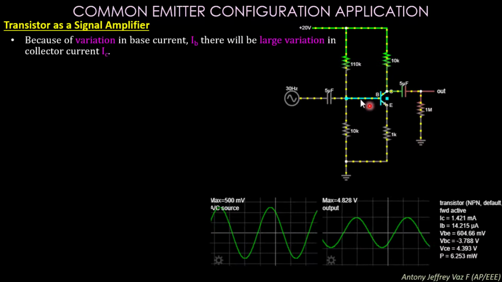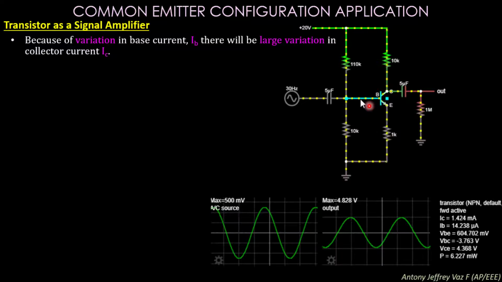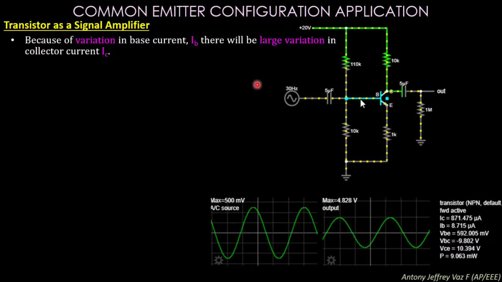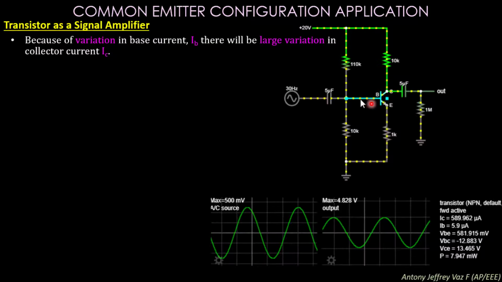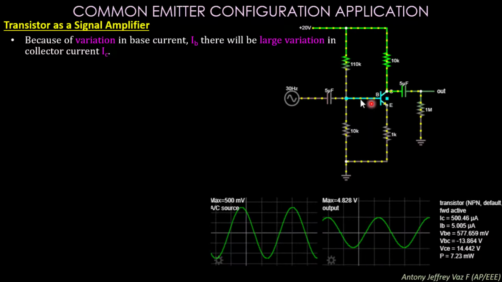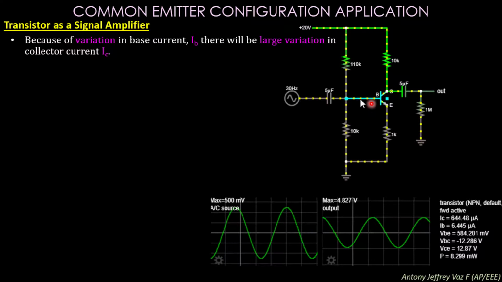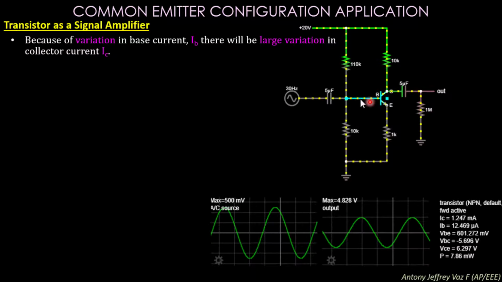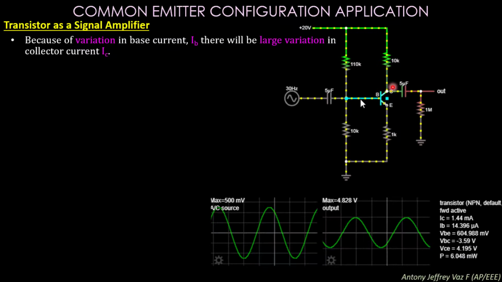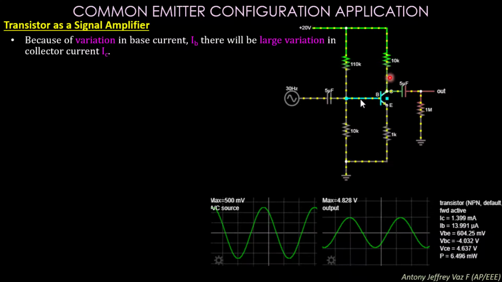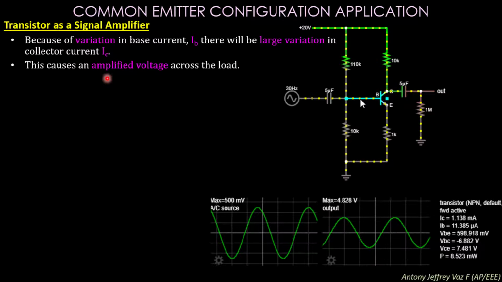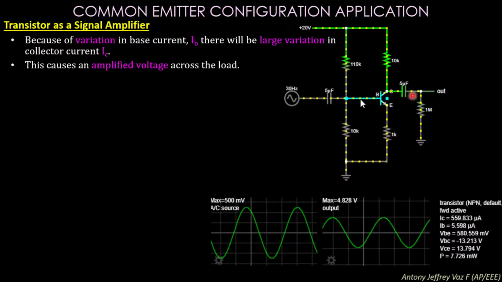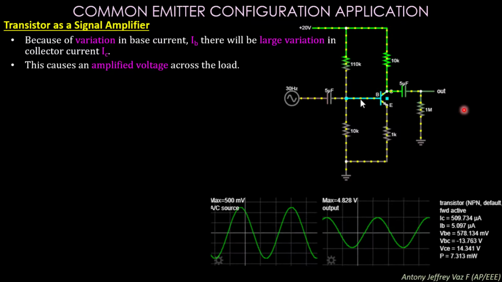Because of this variation in the base current, there is a large variation in the collector current. This very small change in the base current, as it is derived from the AC signal as an input, produces a very large variation in the collector current IC. This causes the amplified voltage across the load. Once this happens, you may see the output voltage across the load.